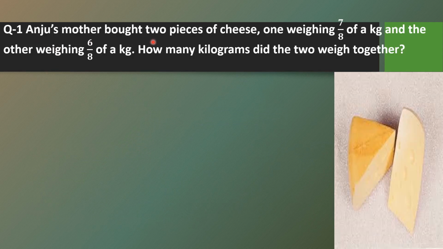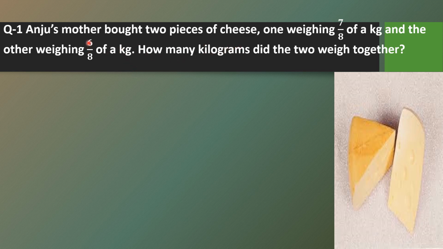Anju's mother bought two pieces of cheese, one weighing 7 by 8 of a kilogram and the other 6 by 8 of a kilogram. How many kilograms did the two weigh together? At first, read the question carefully once or twice or thrice. Understand the meaning word by word, then solve the question.